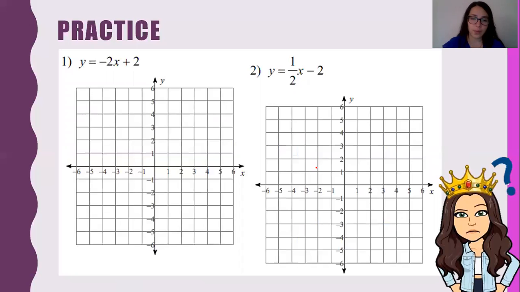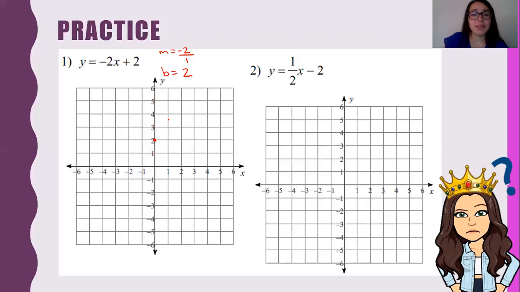So now let's practice this. Our first step is to identify my slope, and I'm going to write my slope as m. That would be negative 2, but remember there's an imaginary number below it because there's no fraction, so it would be over 1. My y-intercept would be positive 2. We know that from here. Then I go on my graph and graph my y-intercept. My y-intercept is 2, so I go here.